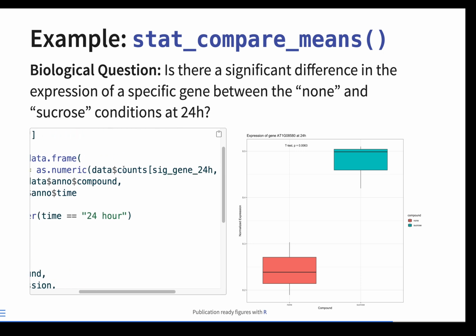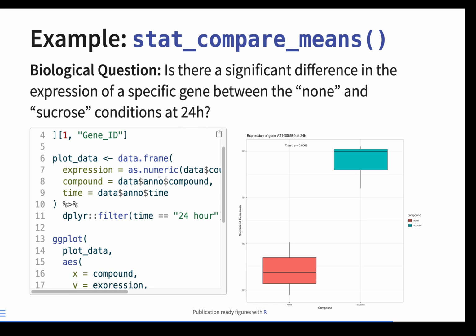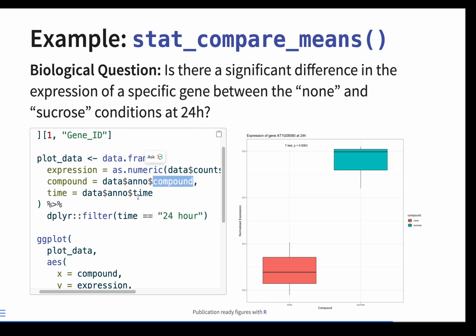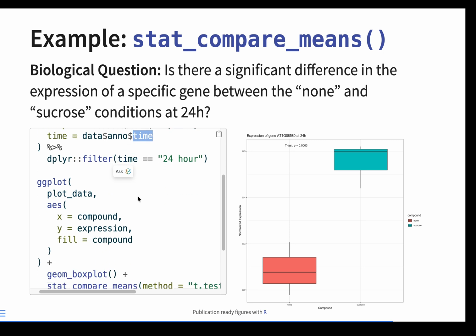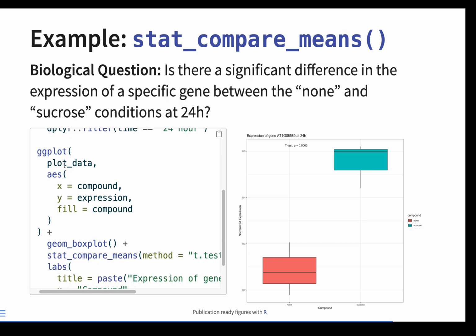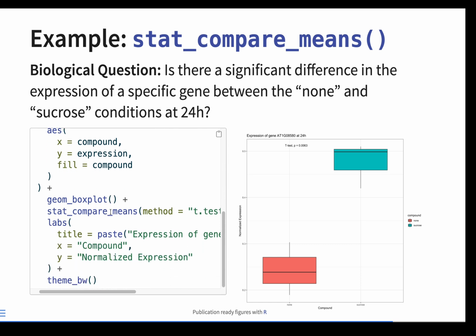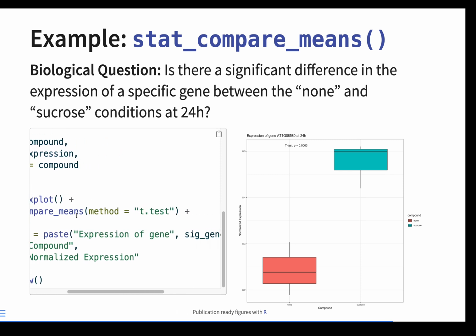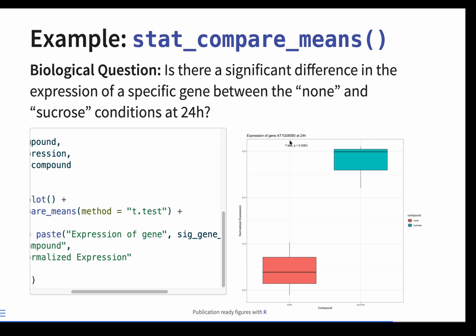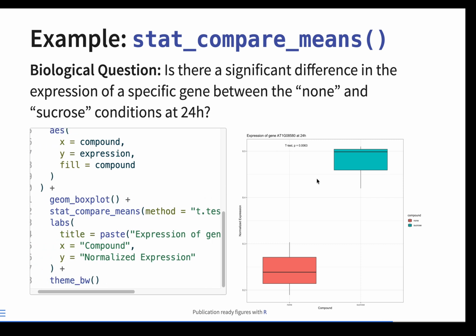Now for this gene ID, we make a data frame. The expression would be where this gene is present, along with the compound and time. We are just making the table, and then we filter for 24 hours because we just want to see it between none and sucrose at 24 hours. So we plot the data, we define the axes as compound and expression, and fill it with the different compounds, none or sucrose. Then we make the box plot, and then we say stat_compare_means, and we use the method called t-test. As you use this, it will plot the t-test p-values here.